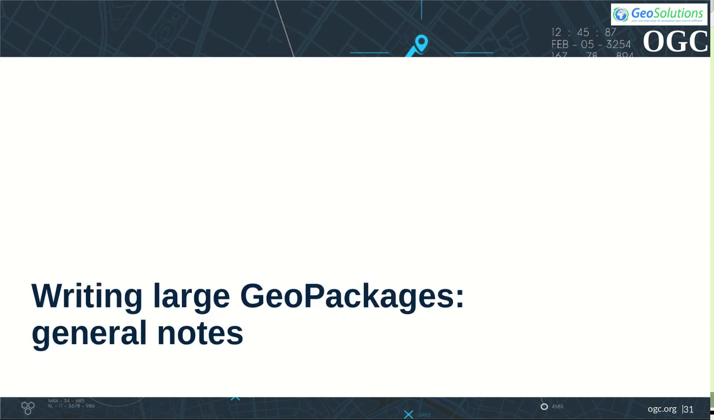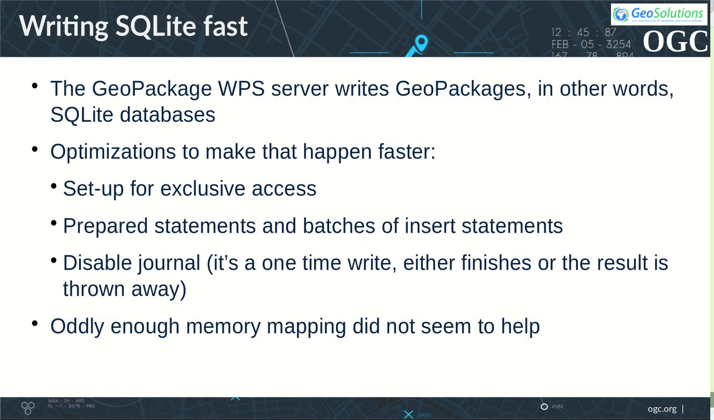Let's wrap up with some general notes about performance over large geopackages. During the testbed, we generated a number of very large GeoPackages. GeoPackages are SQLite databases, so common approaches to improve write performance have been used, including opening the database in exclusive access mode, disabling the transactional journal for the one-off production task, and using prepared statements and batches of inserts.